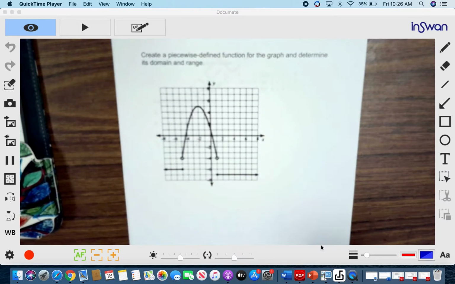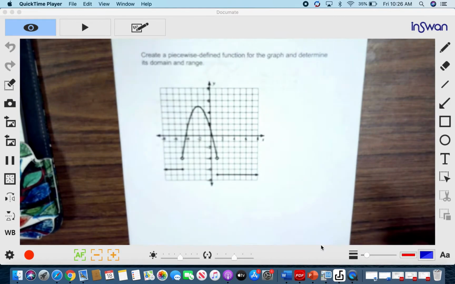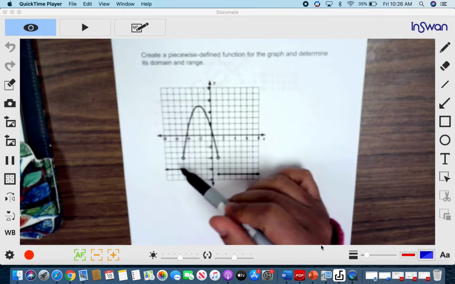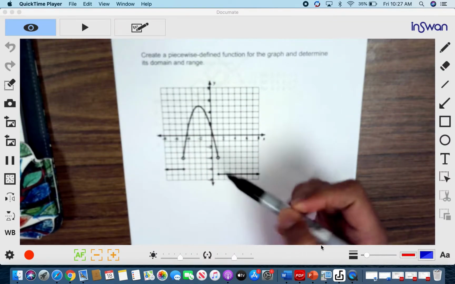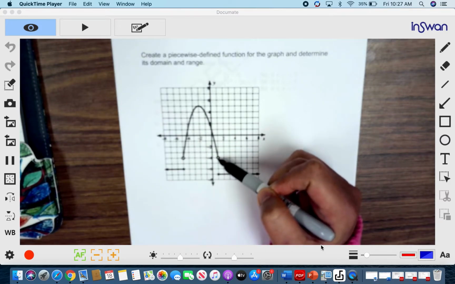to create a piecewise defined function for the graph and determine its domain and range. Okay, so how do we do that? So this piecewise is composed of 3 pieces. And you have two horizontal lines and a parabola. So it means that this equation represents a quadratic function.